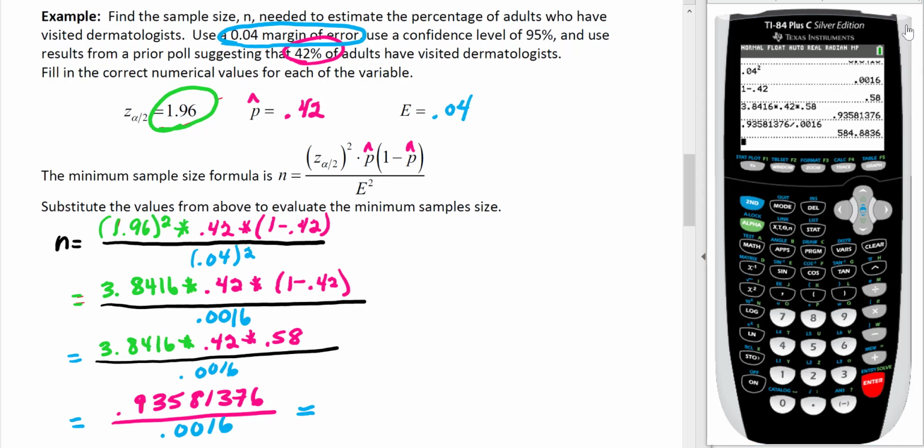So let's write that down. 584.8836, or if we round it up to the nearest person, it would be 585.